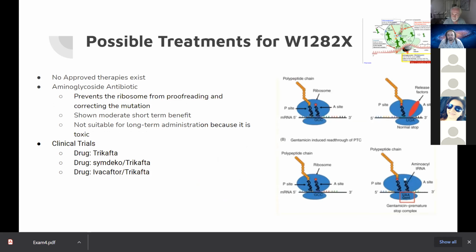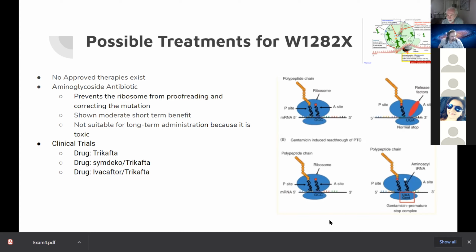So we don't have 100% medicine for this mutation, but we have aminoglycoside. This is the normal mutation, and when it's got to UGA, that's a stop codon, so the release factor will work, and the protein will not form.